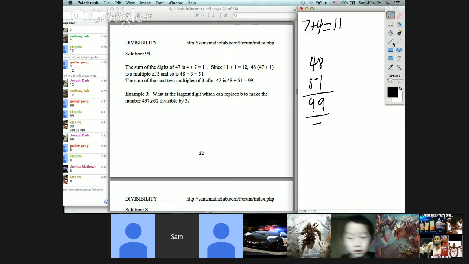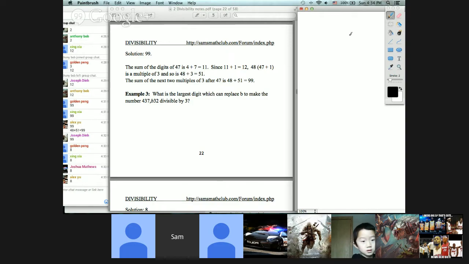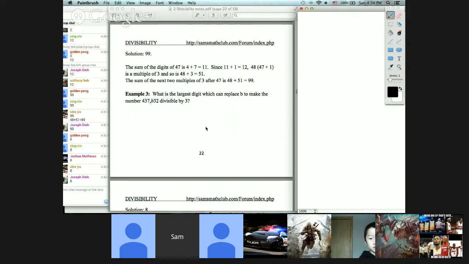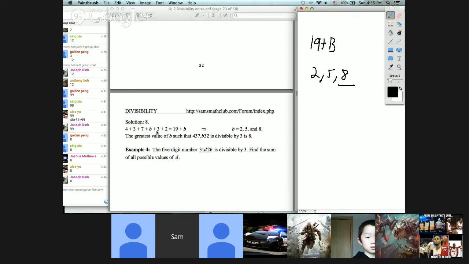Right, nice job, guys. The answer is 8. So it asks such that 437b32 is divisible by 3. If it's divisible by 3, the sum of the digits must be divisible by 3. So if we add up all the digits, we get 19 plus b. And then 19 plus b must be a multiple of 3. So 2 works, 5 works, 8 also works, giving 21, 24, and 27. And 8 is the largest digit that can replace b, so 8 is the correct answer. Okay.